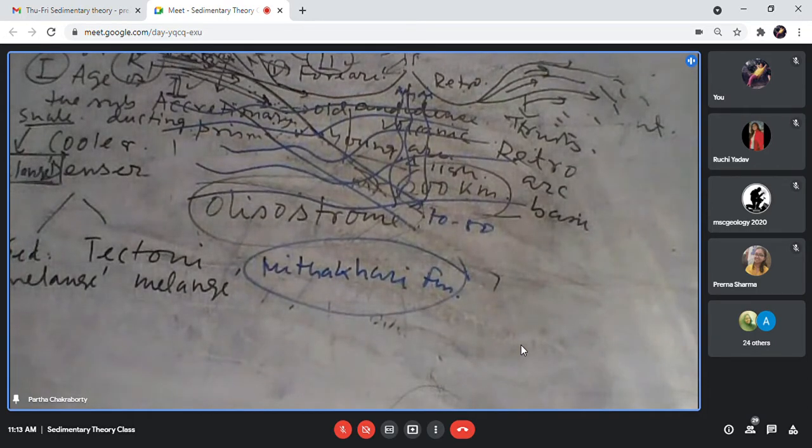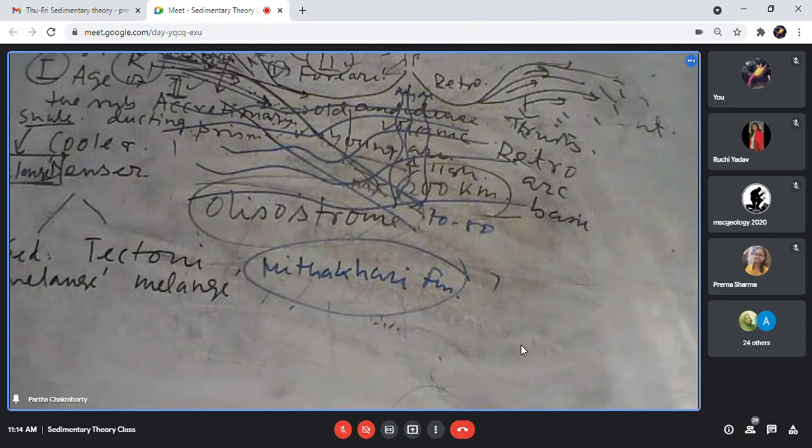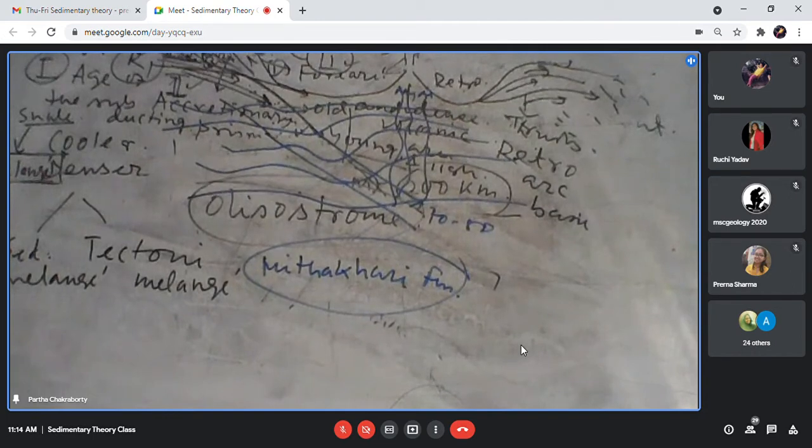Many people believe that the Barren is actually a volcanic arc. Many people also believe, no, Barren is not a volcanic arc, but it is actually a back arc. So debates are there. We are not going into that. But one thing is clear, that the back arc can spread.